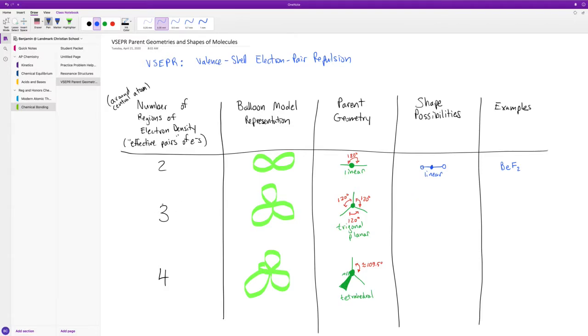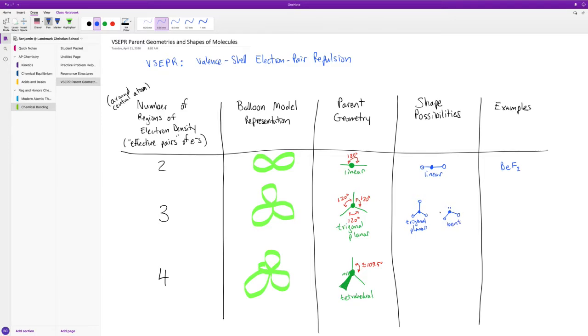Okay, if we've got three electron regions around the central atom, there's actually two different things that could happen. We could get a trigonal planar molecule, like the parent geometry. So those three bonding pairs repel each other and they spread out and give a trigonal planar molecule. Or if one of these is a lone pair of electrons, I'm going to put a lone pair of electrons up top. That lone pair is going to repel bonding pairs because it's just electrons repelling other electrons. We call this configuration bent.